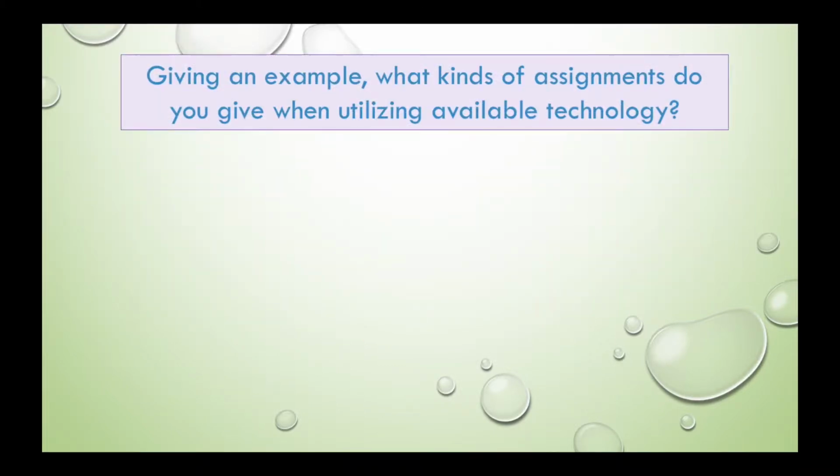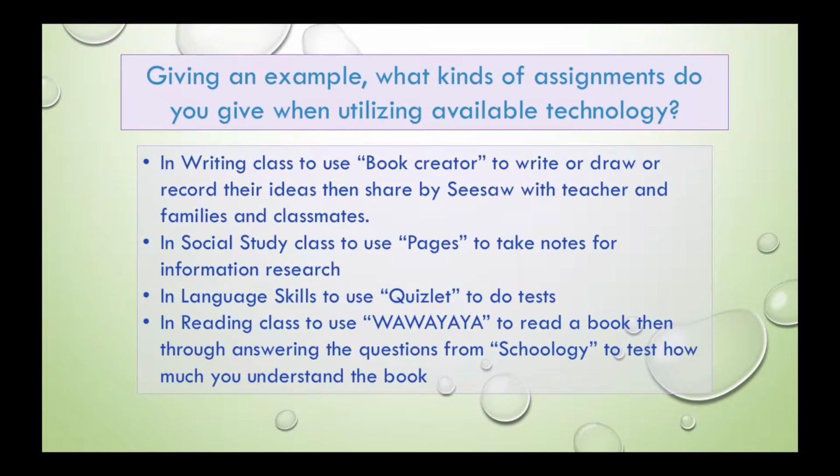The third question I ask is, giving an example, what kind of assignment do you give when utilizing available technology? One teacher used Book Creator in her writing class, and students can choose to write or draw or record their ideas, then share by Seesaw, which meets differentiation instruction. And one of the teachers used Baba Yaya online book reader, to let students choose the book and rate according to their reading level, which meets differentiation instruction too.